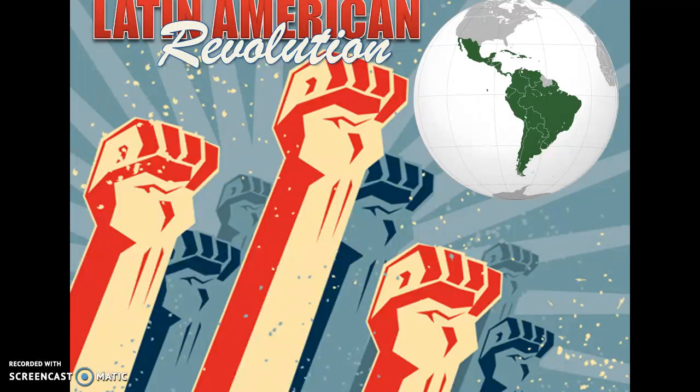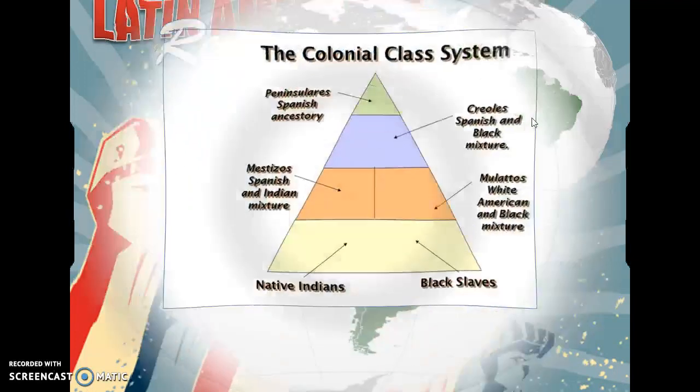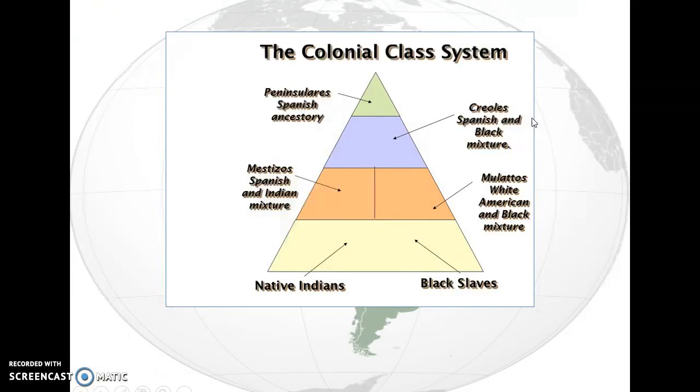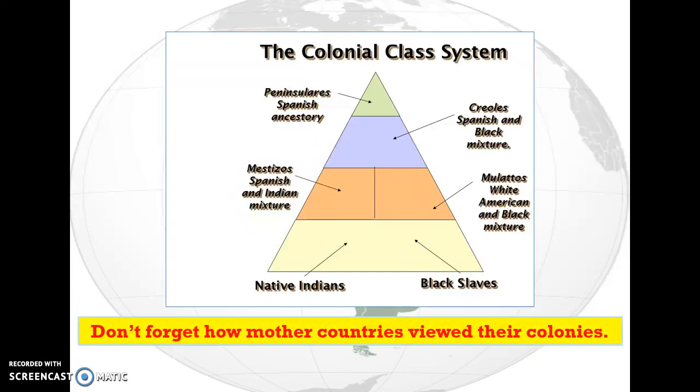Latin American revolutions. Latin America generally encompasses Central America, which is made up primarily of Mexico, and South America. Alright, the colonial system. A policy by which a nation maintains or extends control over foreign lands who are dependent on their mother country. And we've talked about this quite a bit during mercantilism, so you should be familiar with how colonies were used.